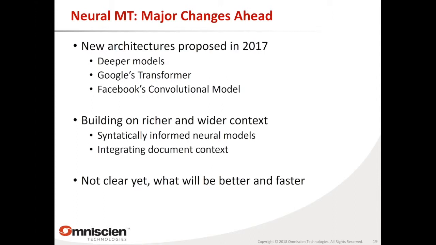There's also a big effort to build models that take richer and wider context into account. Models that are informed by syntax, or even that look at the entire document and take that into account when you translate. These are all kind of recent research activities. Not quite clear what will be better and faster in the future and what would really catch on.